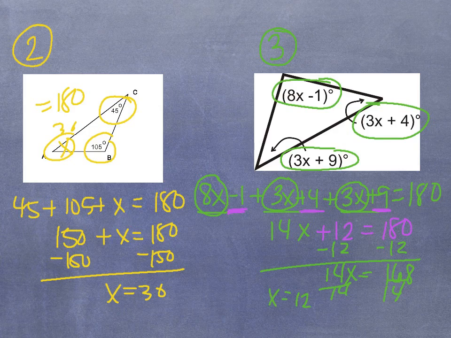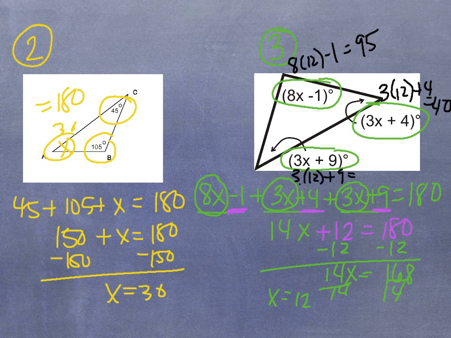Now just to verify this, you could plug it back in, and I'll do this one time. If we plug the 12 back in, I get 8 times 12 minus 1, and that's going to give me 95. I could do 3 times 12 plus 4, and that's 36 plus 4, which is 40. And this angle is 3 times 12 plus 9, which is 36 plus 9, which gives me 45. Then if I look at these three numbers, these are my angle measurements. Those three had better add up to be 180. So that's a way that you can check yourself.